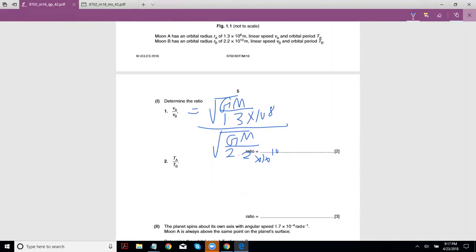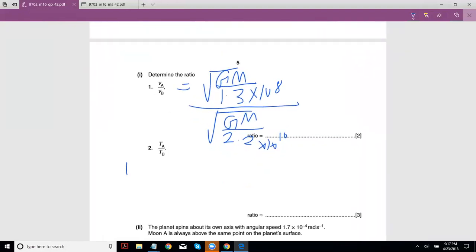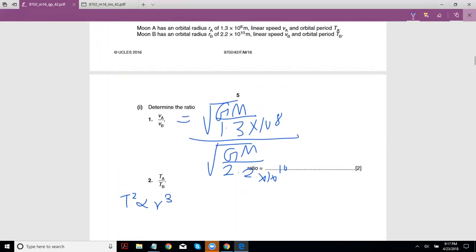So TA over TB, ये निकालो. For this we'll use T square is proportional to r cube. T square is proportional to r cube, इसे explain कर दो थोड़ा सा.